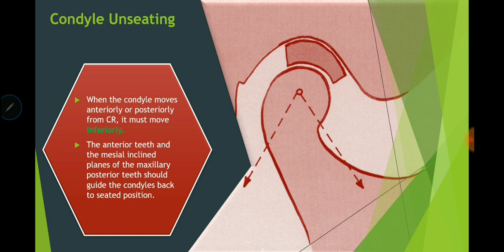When the condyle moves anteriorly or posteriorly from CR, remember CR is the most superior and anterior position. When it moves from the most superior anterior, it has to move inferiorly. It has to move down like this. Moving from the CR position, the condyle must move inferiorly. The anterior teeth and the mesial inclined planes of the maxillary posterior teeth should guide the condyle back into seated position. If you want to unseat the condyles, then the condyle must move inferiorly.